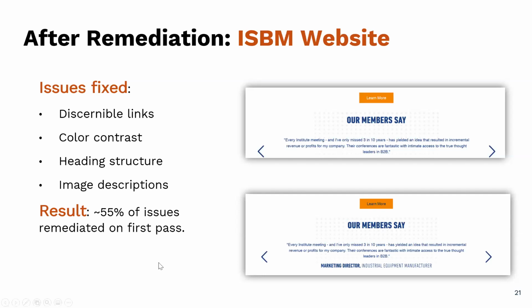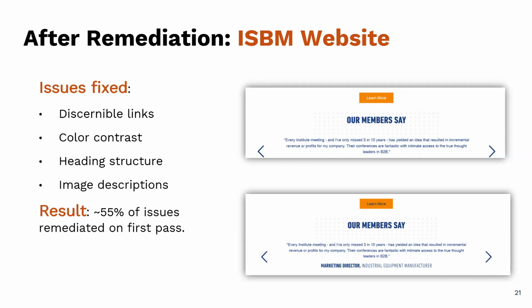So you'll notice the button went from being white text on a yellow background to dark blue text on a yellow background. Heading structure. In the after picture, this second marketing director, industrial equipment manufacturer, was actually marked up as a heading. It was done for styling reasons, but it really makes the structure of the page confusing. So by removing that, it's obvious that this is the member testimonials area, and this is what's in that section. So really headings should be reserved for introducing new sections of the page and not for styling reasons. And then they also fixed the image descriptions.